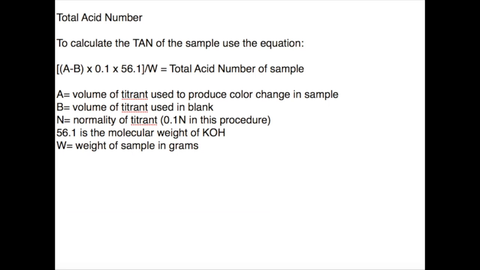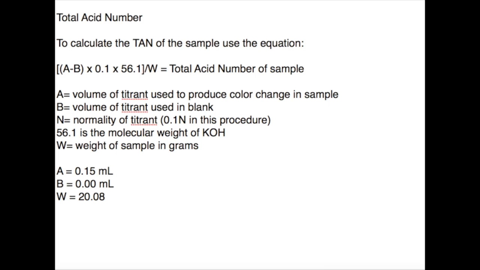In order to calculate the total acid in the biodiesel, you'll first need your A value, the amount of titrant used to change color, which is 0.15. The B value is our blank. The normality of the titrant is 0.1 normal. Then 56.1, the molecular weight of the potassium hydroxide, and 20 grams of biodiesel.